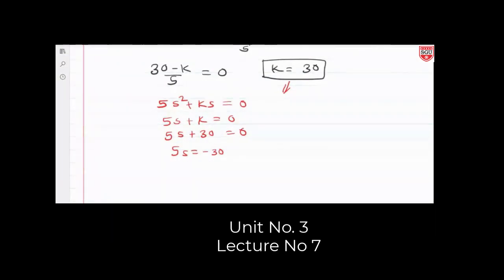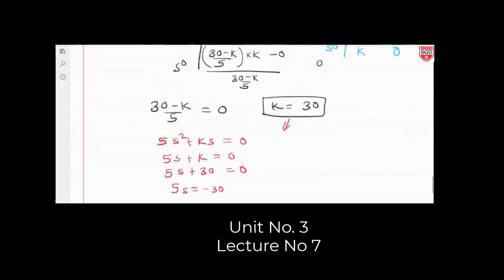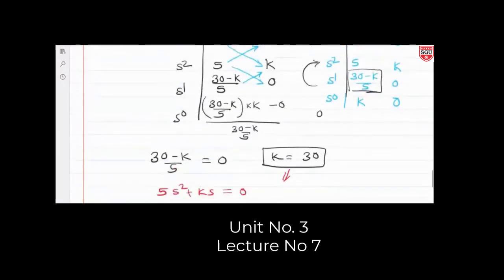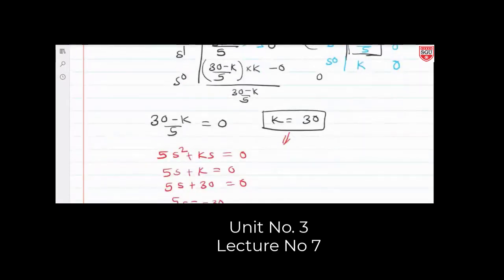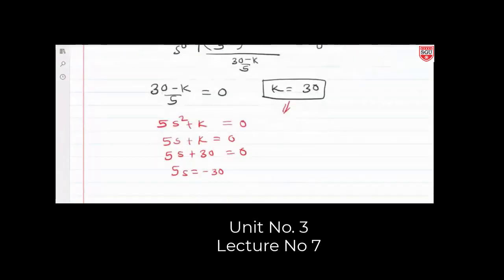Something went wrong, I think. Here s will not be there. Sorry, I am wrong. 5s square plus k, s raised to 0, will be there.